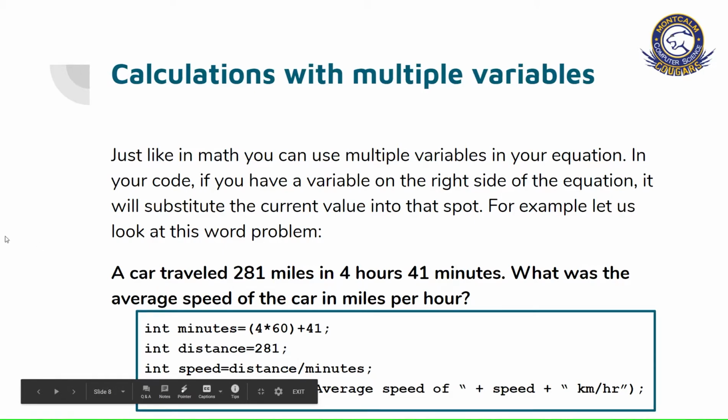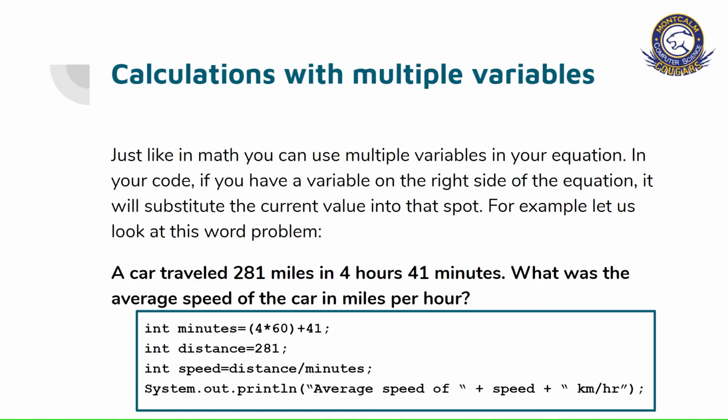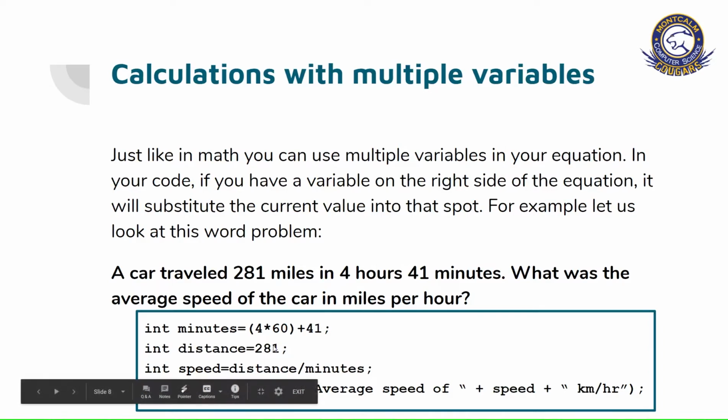Okay, if I get my thing off the key. There we go. So you can see here, minutes, I'm making a calculation. Distance, I'm assigning a value. For the speed here, I'm assigning it a new value, and I'm saying that it is the distance divided by the minutes. So what's going to happen here is the value that's right here is going to be substituted here, and whatever this calculation is equal to is going to be substituted here, and then this calculation will be performed.